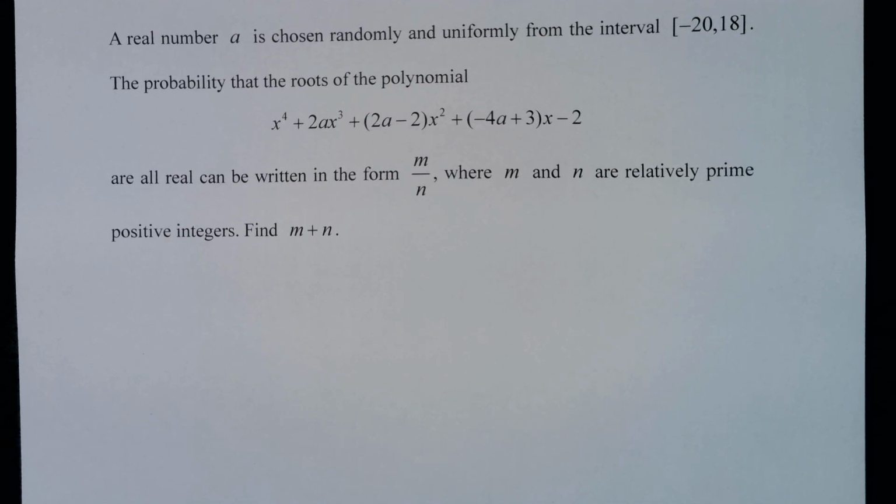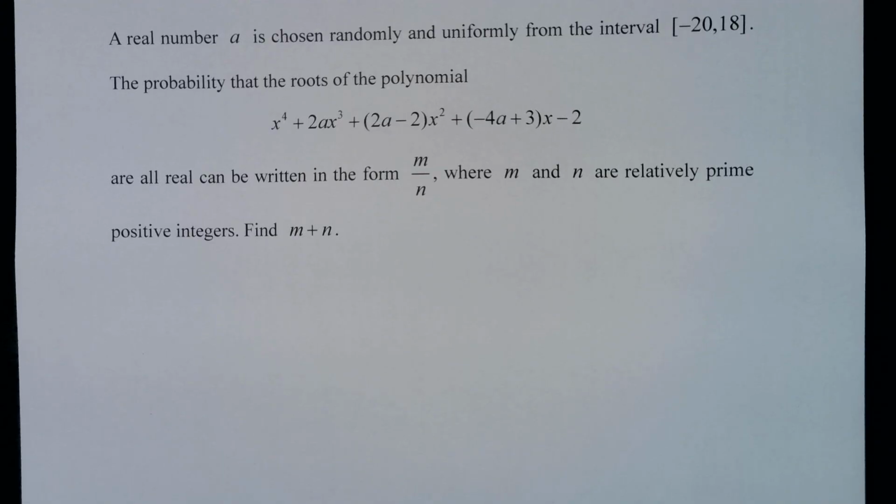Today we have yet another question here, and as always, let's first start off by reading the question. A real number a is chosen randomly and uniformly from the interval -20 to 18 inclusive. The probability that the roots of the polynomial x^4 + 2a x^3 + (2a - 2)x^2 + (-4a + 3)x - 2 are all real can be written in the form m over n, where m and n are relatively prime positive integers. Let's find m plus n.